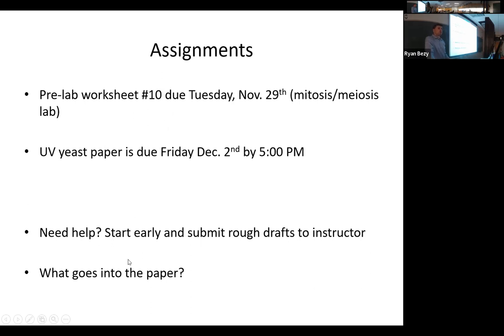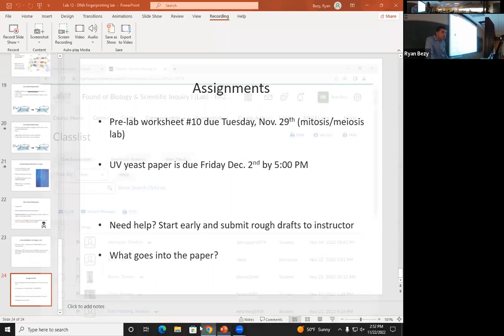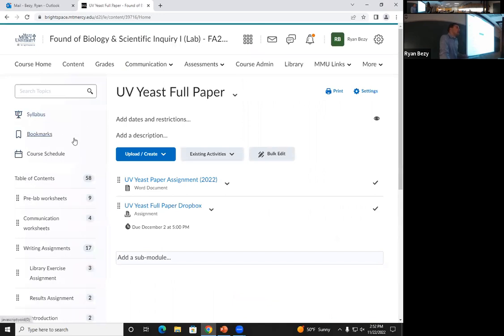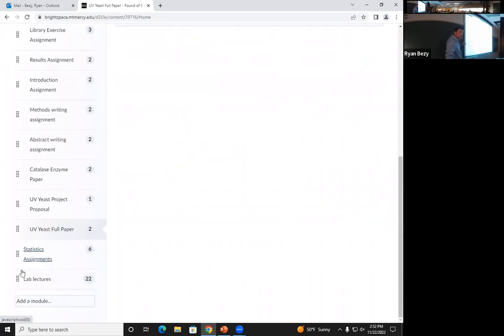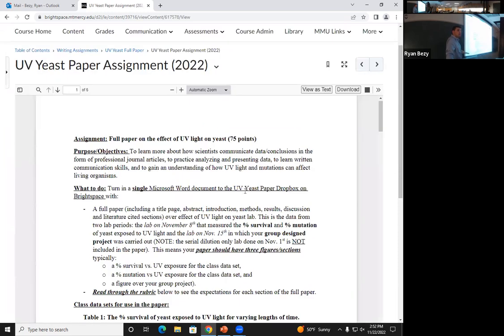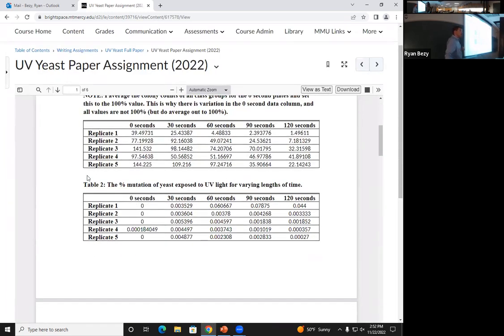I also did want to talk a little bit about what goes into the paper as well. So when we look at this, for instance, if you go onto the Brightspace course page, under the writing assignments, there is the UV yeast full paper module, and that has the full paper Dropbox to turn in the paper, but also it has a description of the assignment as well. Here is the class data sets to use on the assignment. This is all posted to Brightspace. Okay, but this is the data set from the percent survival data.